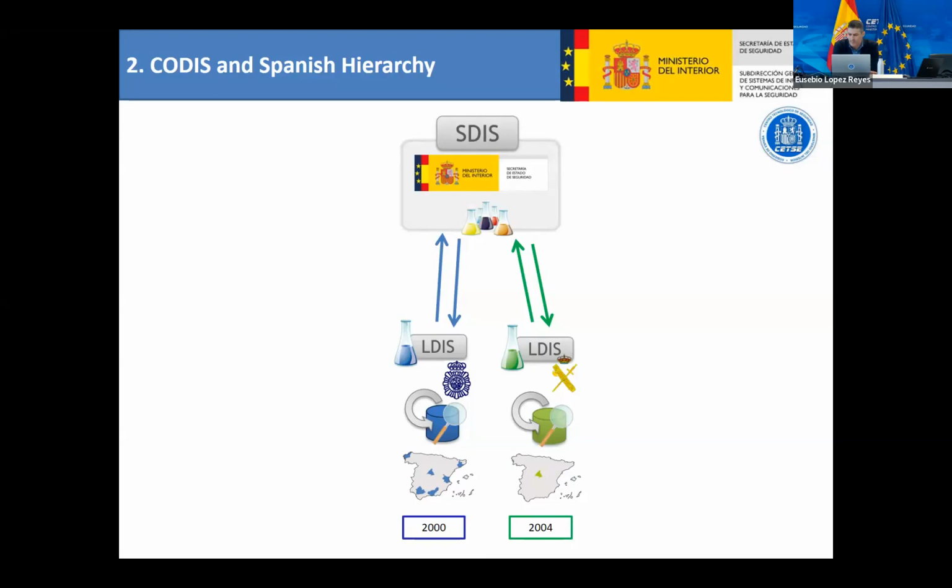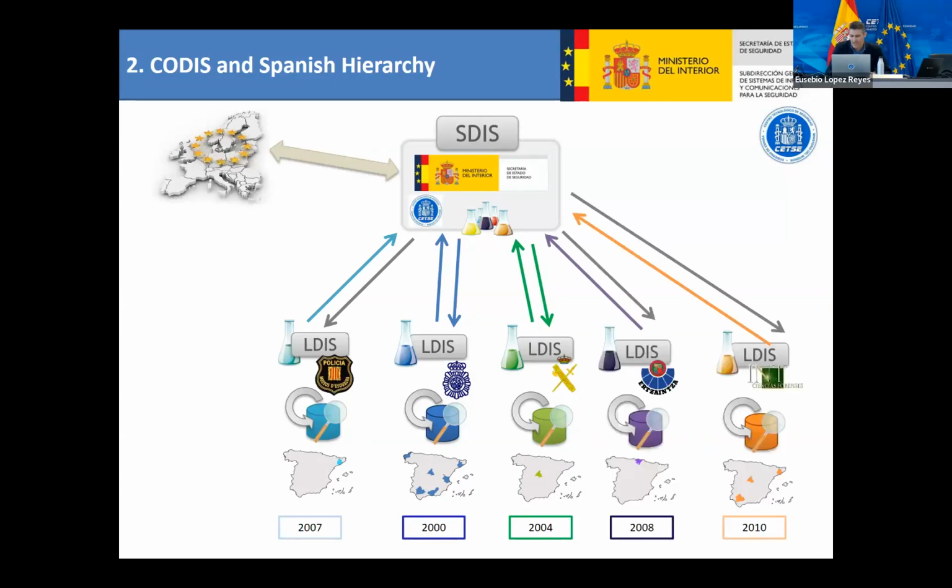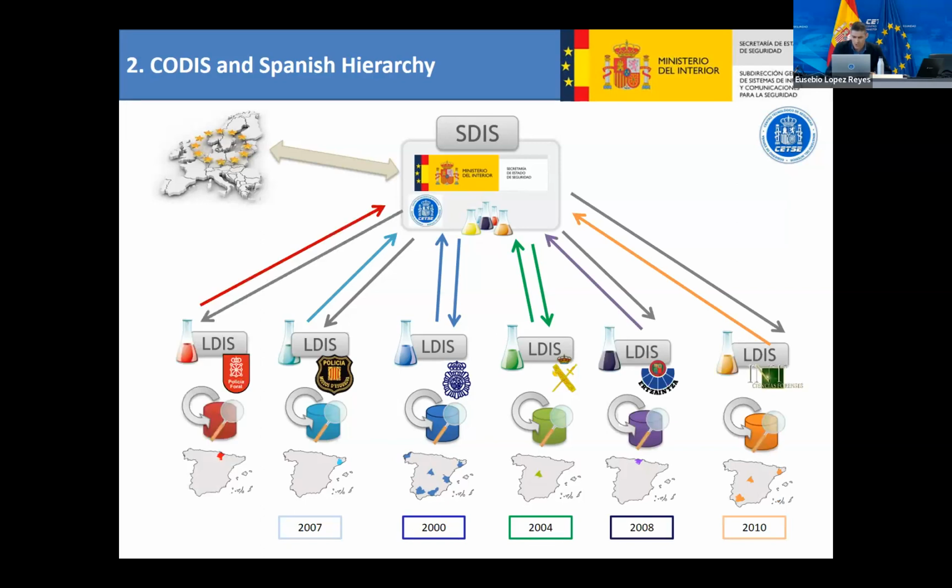Okay, the Prüm treaty is the legal approval that we use in order to exchange the genetic profiles inside Europe. And then the rest of the laboratories started to work in the DNA database: in 2007 the Mossos d'Esquadra, in 2008 the Ertzaintza, in 2010 National Toxicology, and finally in 2012 the Police of Navarra. Okay, this is the actual hierarchy of CODIS that we have here in Spain.